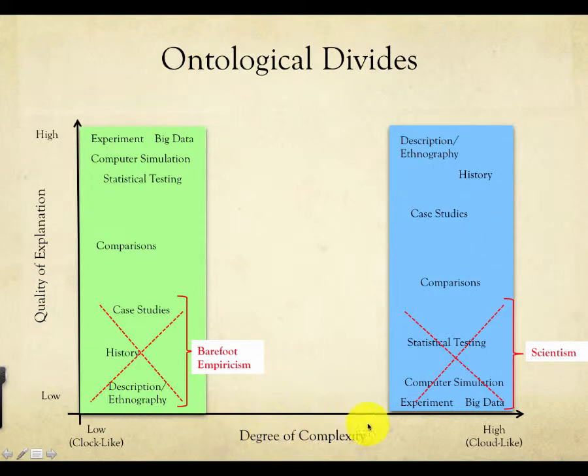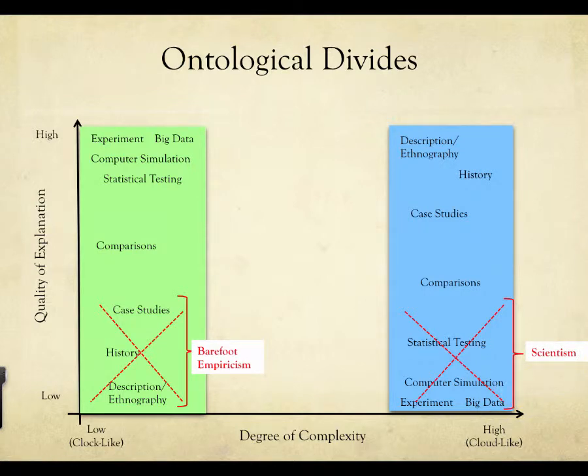At the other end of the spectrum, you have people who think that the world works like a clock or even like a text, that the social world is very, very complex, fundamentally different from the natural world. And so as a result, we need different types of explanations. And those are description, ethnography, history, case studies. And those are the explanations that are deemed to be of high quality, whereas the ones over here are deemed to be of low quality, and they're disparagingly referred to as scientism.